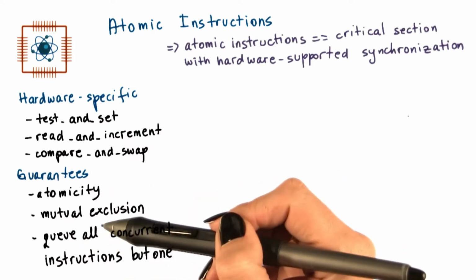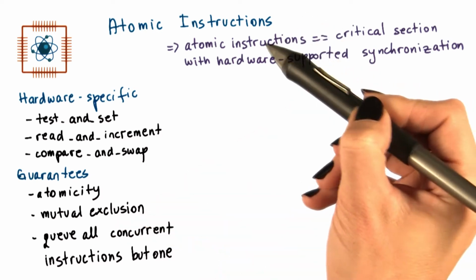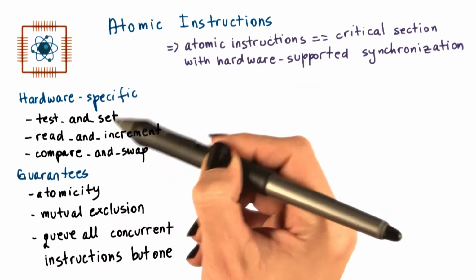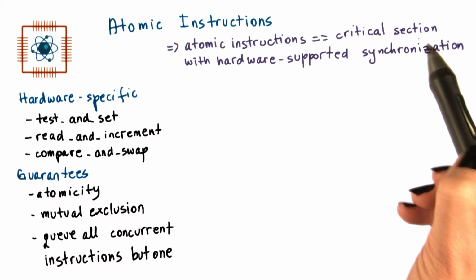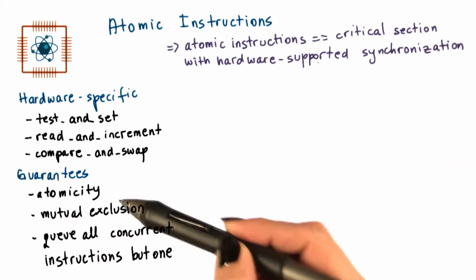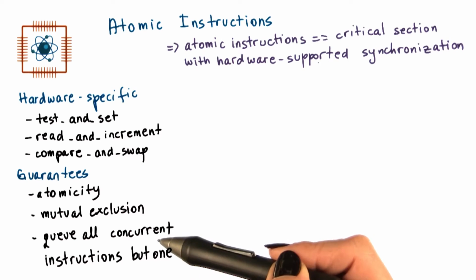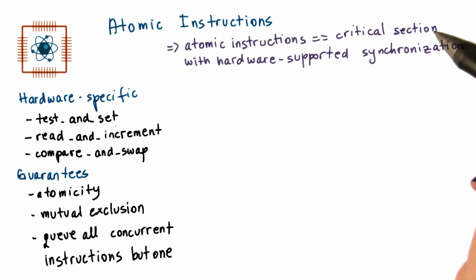So if we think about this, what this means is that the atomic instructions specify some operation, and this operation is the critical section, and the hardware supports all of the synchronization-related mechanisms that are required for that operation.